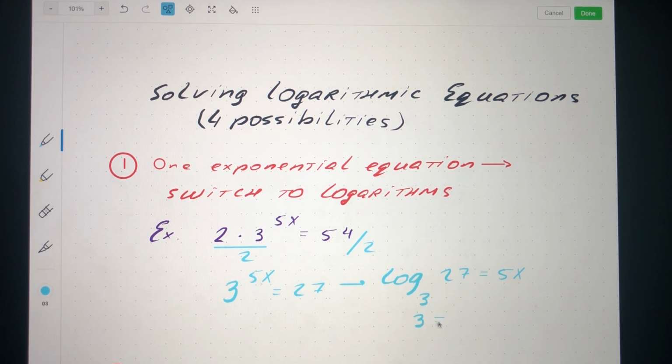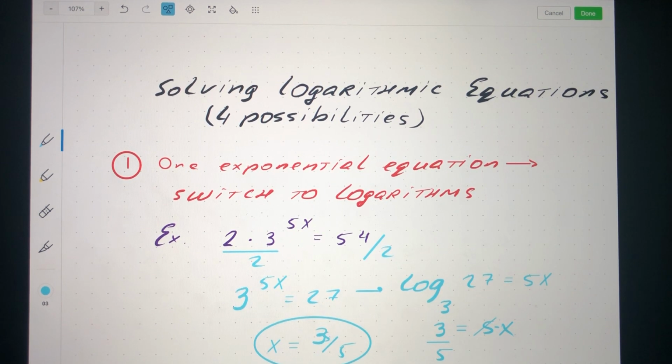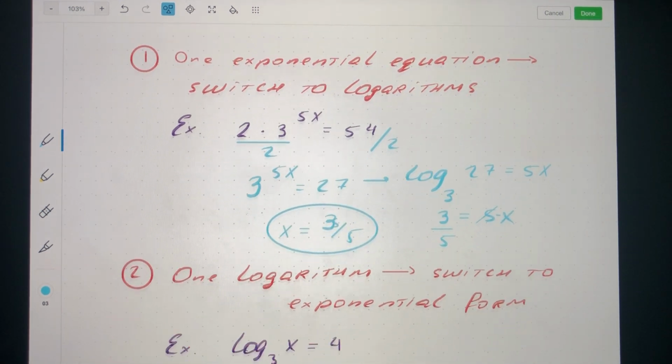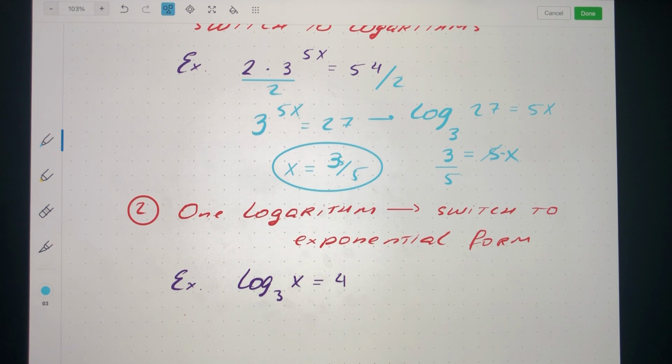Now we have 3 is 5x, and to get x by itself, we divide both sides by 5, and here is our answer. X is 3/5. That's the first possibility. The second possibility is we might get, instead of one exponential, the question reversed and we might get one logarithm.